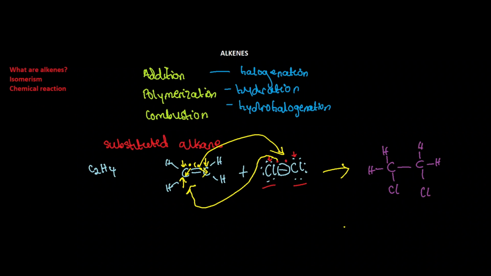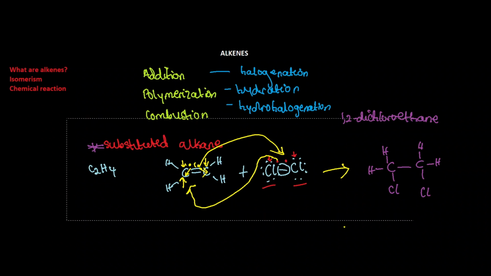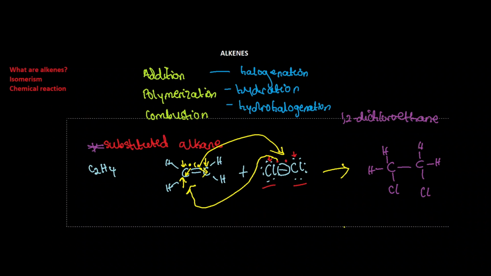Now you would notice that what we now have is a substituted alkene. So our result is 1,2-dichloroethene, which is a substituted alkene, as we have said earlier. Now this is a simple example of a halogenation reaction. It's an addition reaction. Now let's take a look at hydration.